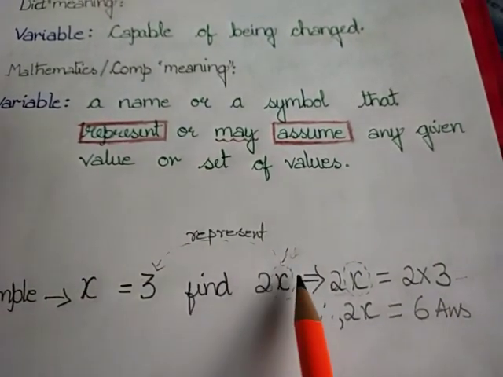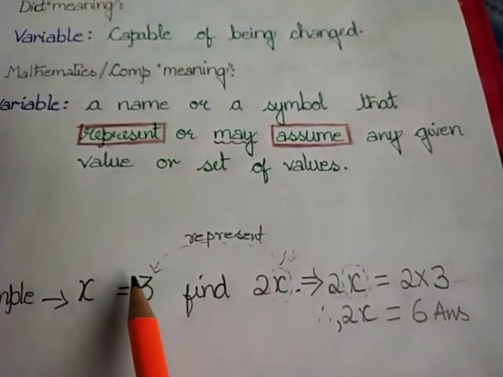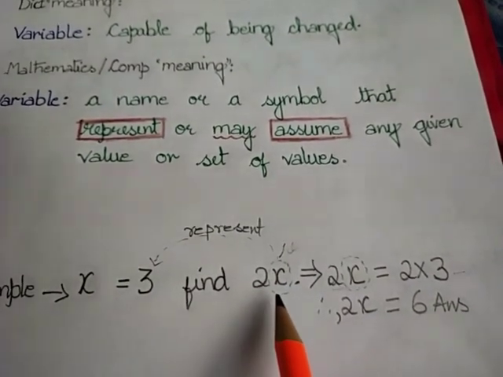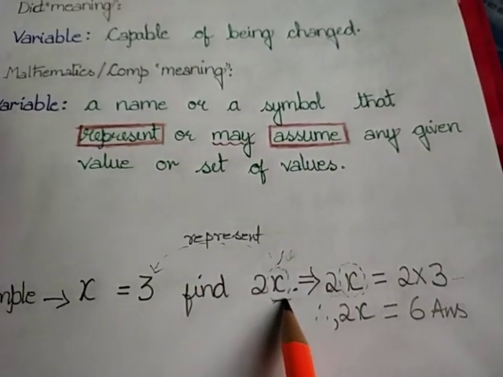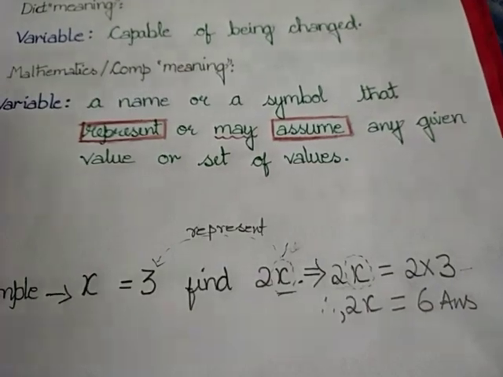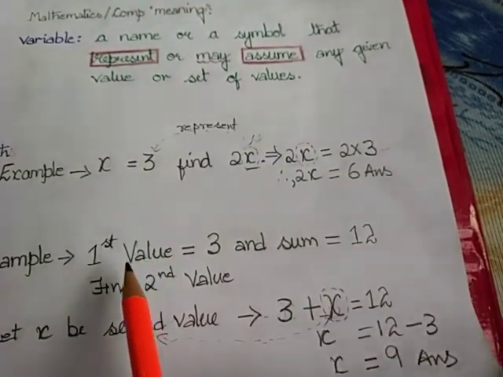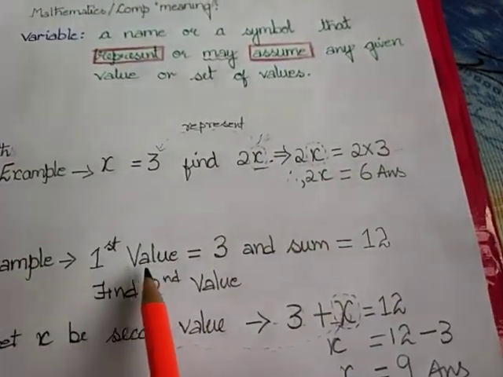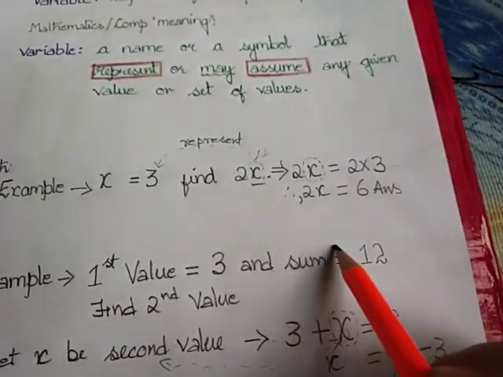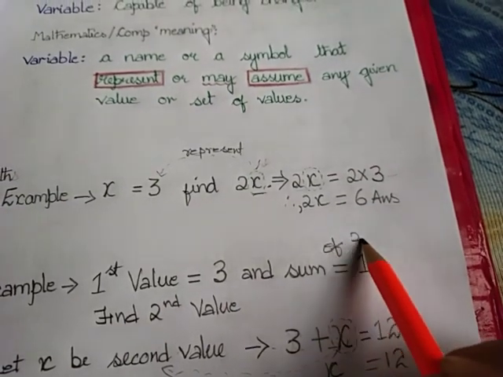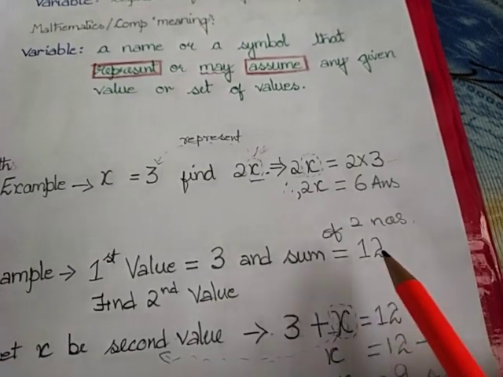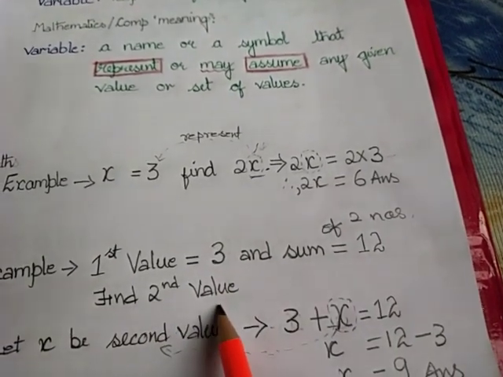So, from here we understand that this value 3 is being represented by the symbol x. Therefore, x over here is a variable. And the second example over here I give, the first value is 3 and the sum of two numbers is equal to 12. So find the second value.